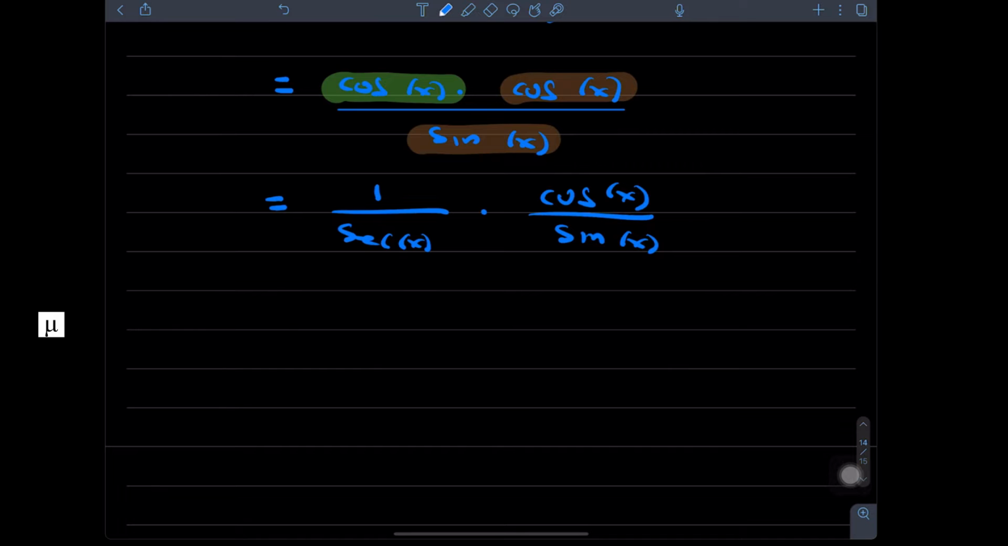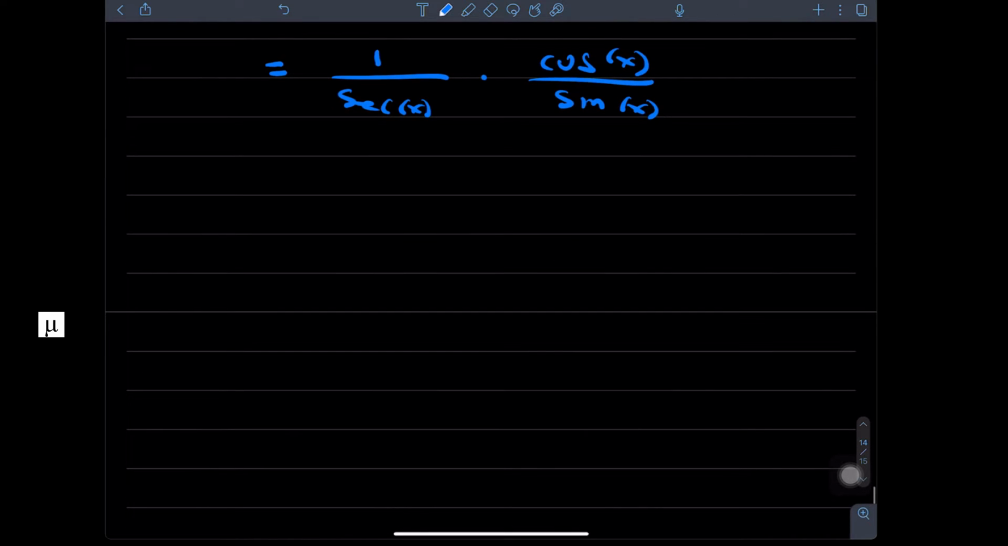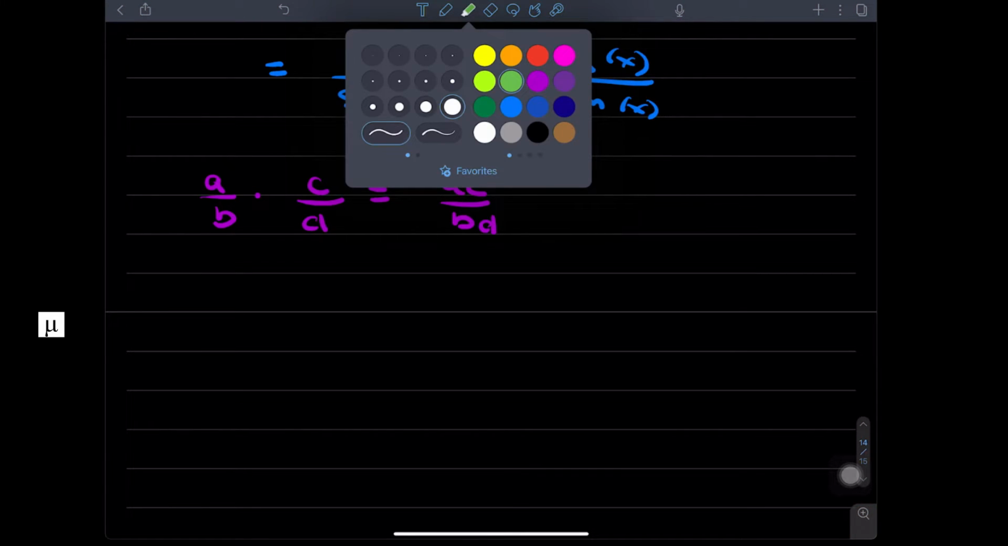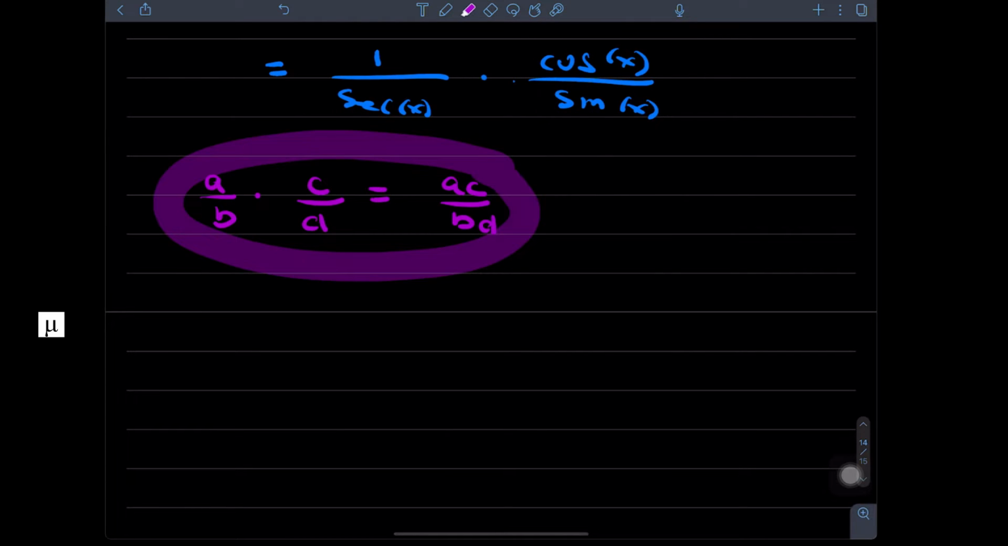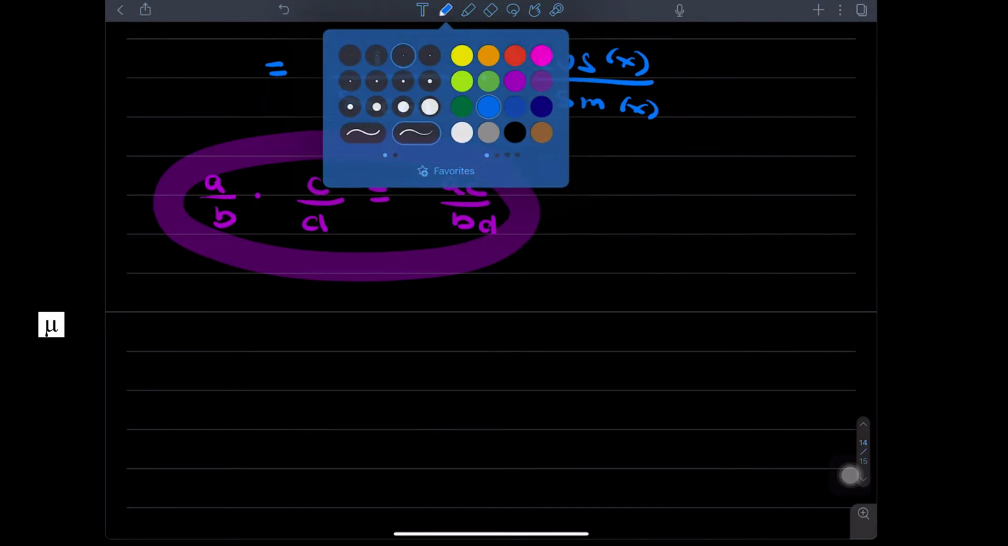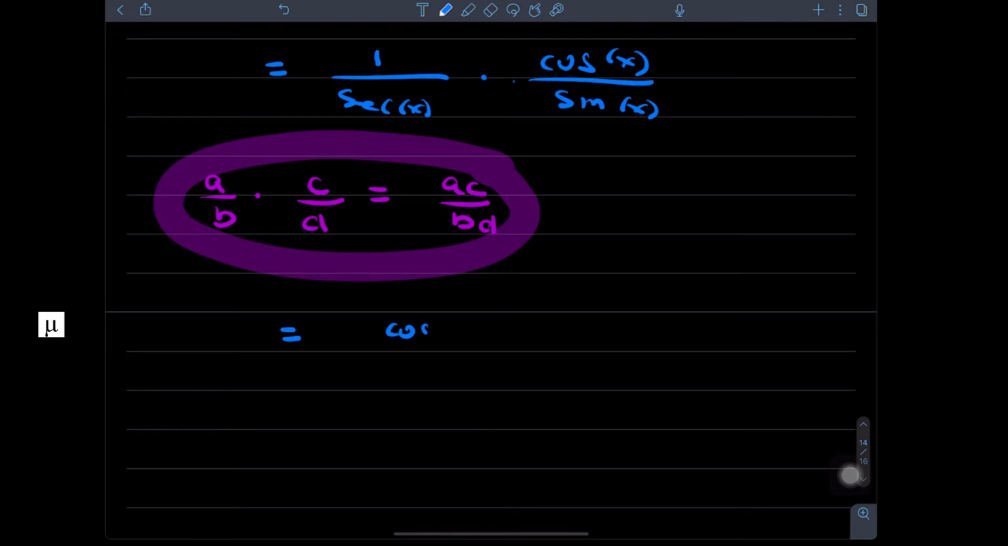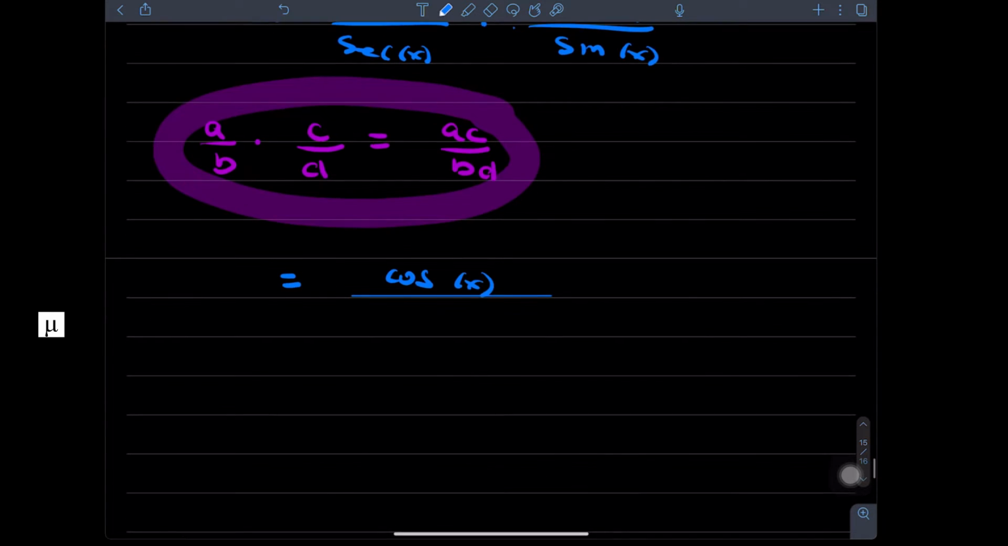Okay, so how do you multiply fractions again? With the algebra. A over B times C over D is AC over BD. This is the algebra, so this is a justification for what you're doing. You're going to now say this is going to be what? Cosine over what? Secant sine.